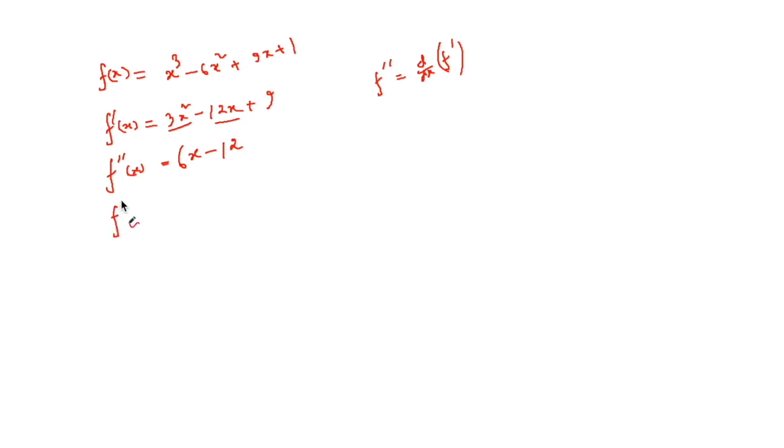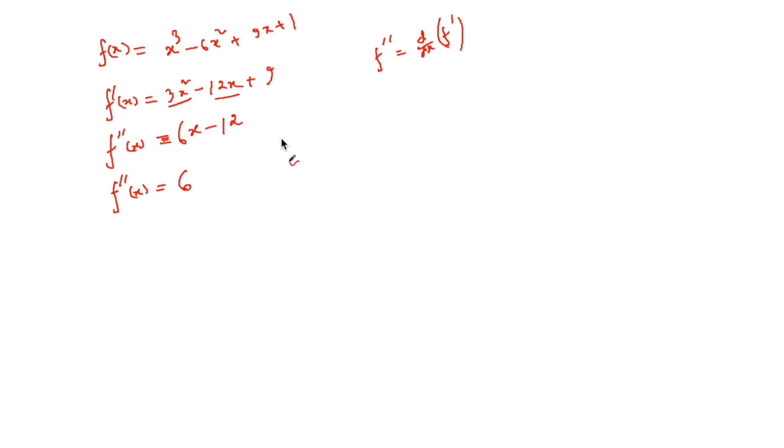Again we need third derivative. If you differentiate second derivative, you will get third derivative. Derivative of 6x equals 6 minus derivative of 12, we know 0. So we don't need. Do you have any question up to here?